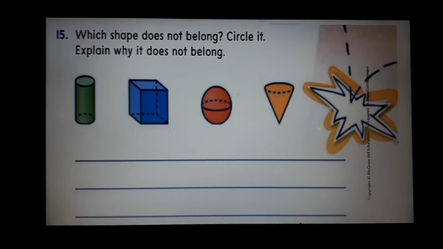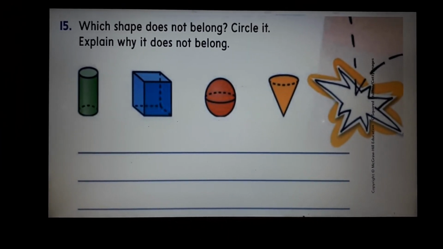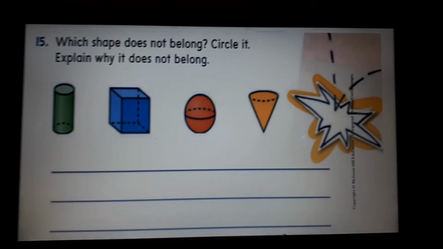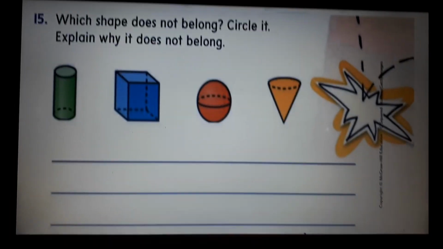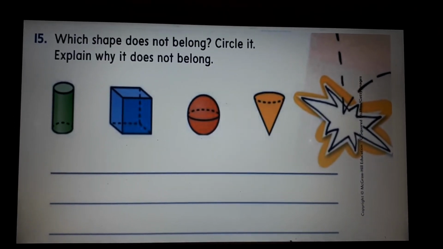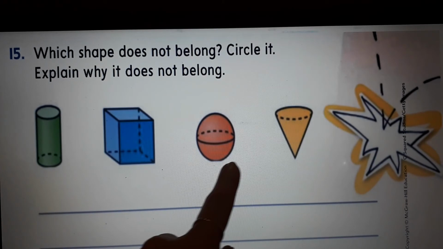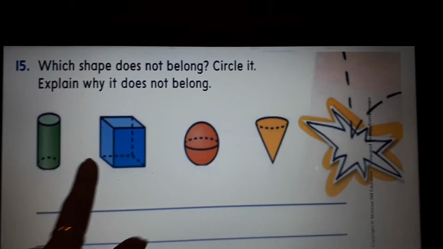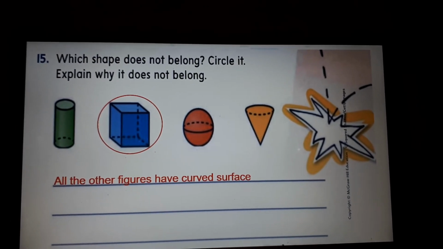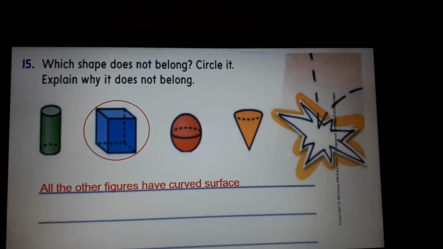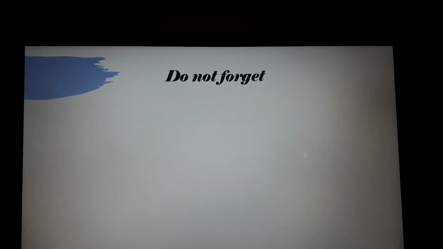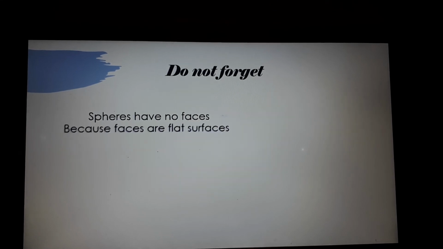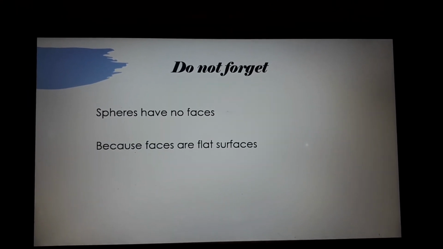Which shape does not belong? Circle it and explain why it does not belong. You will tell me, teacher, circle, sphere. Sphere does not belong. But no, don't tell me that the sphere does not belong, because the sphere has a curved face. Just the cube doesn't have a curved surface. Understand? Now, do not forget that spheres have no faces because faces are flat surfaces.